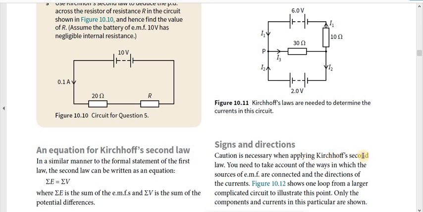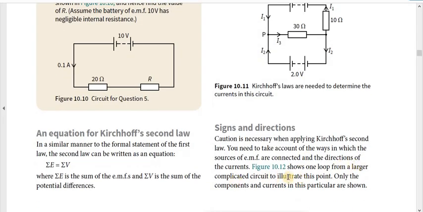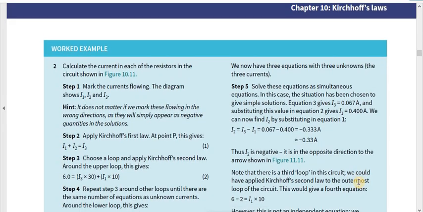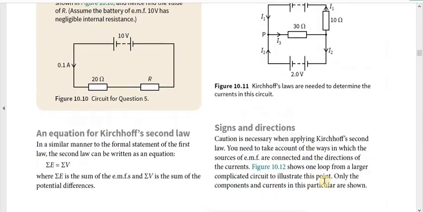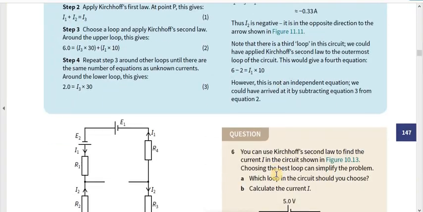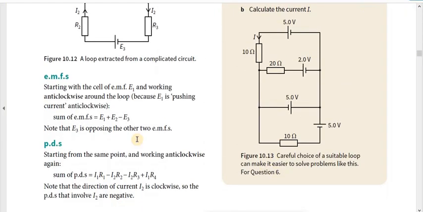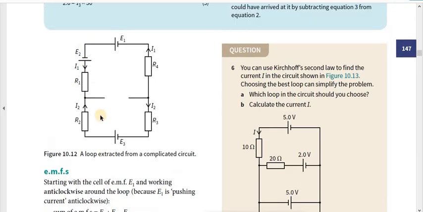Caution is necessary when applying Kirchhoff's second law. You need to take account of the ways in which the sources of EMF are connected and the directions of the currents. Figure 10.12 shows one loop from a larger complicated circuit to illustrate this point. Only the components and currents in this particular loop are shown. Let's have a look at figure 10.12. So that is this one, this diagram here.